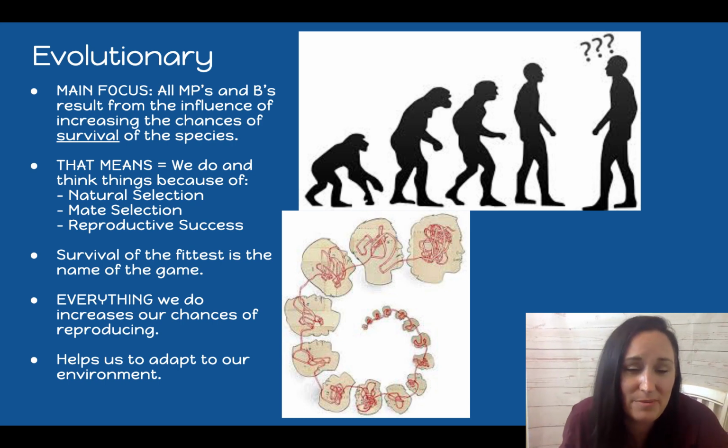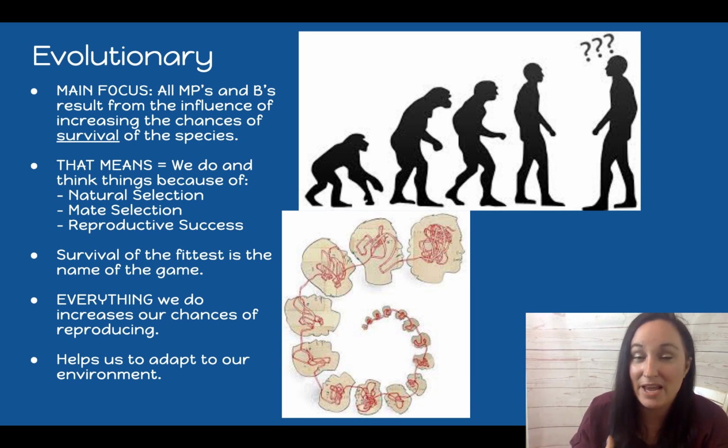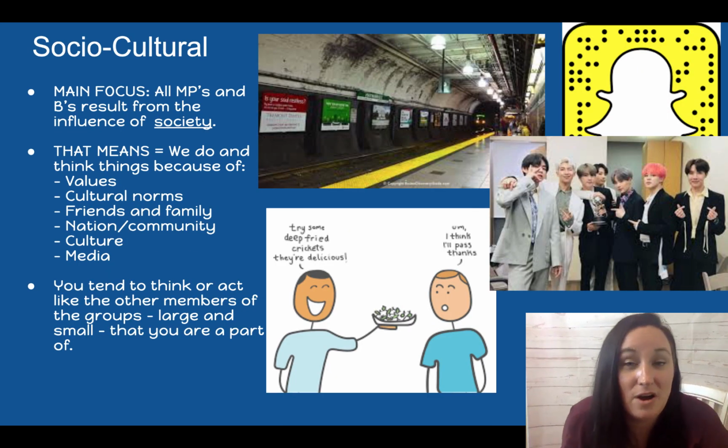So the evolutionary perspective: all mental processes and behaviors result from the influence of increasing the chances of survival of the species. So it's all about Darwin and survival of the species, survival of the fittest is the name of the game, right? So everything that we do is an evolutionary part of us that has helped us maintain and grow as a species. Pretty straightforward. Sociocultural, our last one.